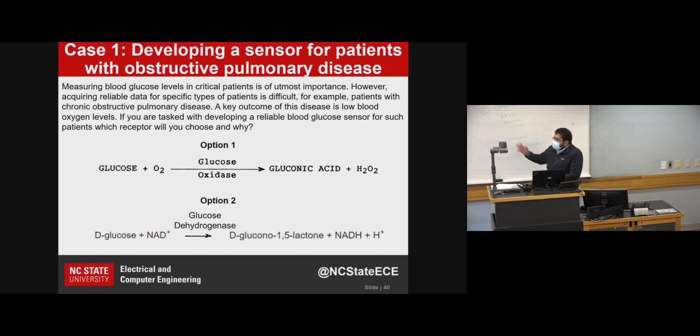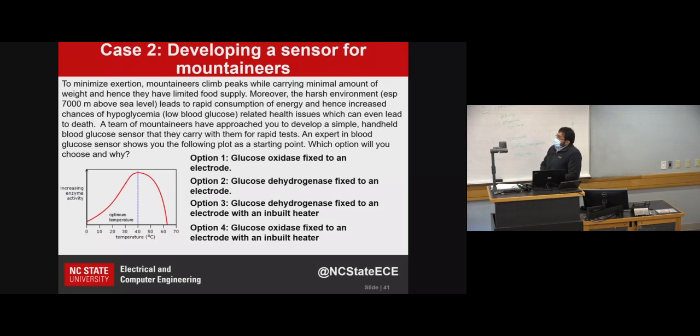Which kind of transducer you'll use? I'm going to send these things. It will be there in the slides when I upload. So you'll have this with you, okay? If you know the answer, please don't give it right now. Think about it. So the next case is the case of mountaineers.